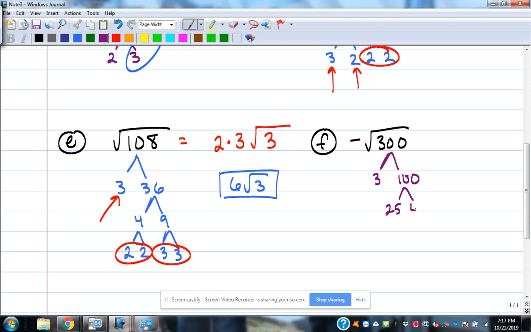25 and 4. 5 and 5. 2 and 2. So I have a pair of 5s. Got a pair of 2s. So that's going to be the negative. Technically, what number is that out there in the front? It's a negative 1, right? And then a 5 and a 2. And then the 3 left inside. So that's going to be negative 10 radical 3.